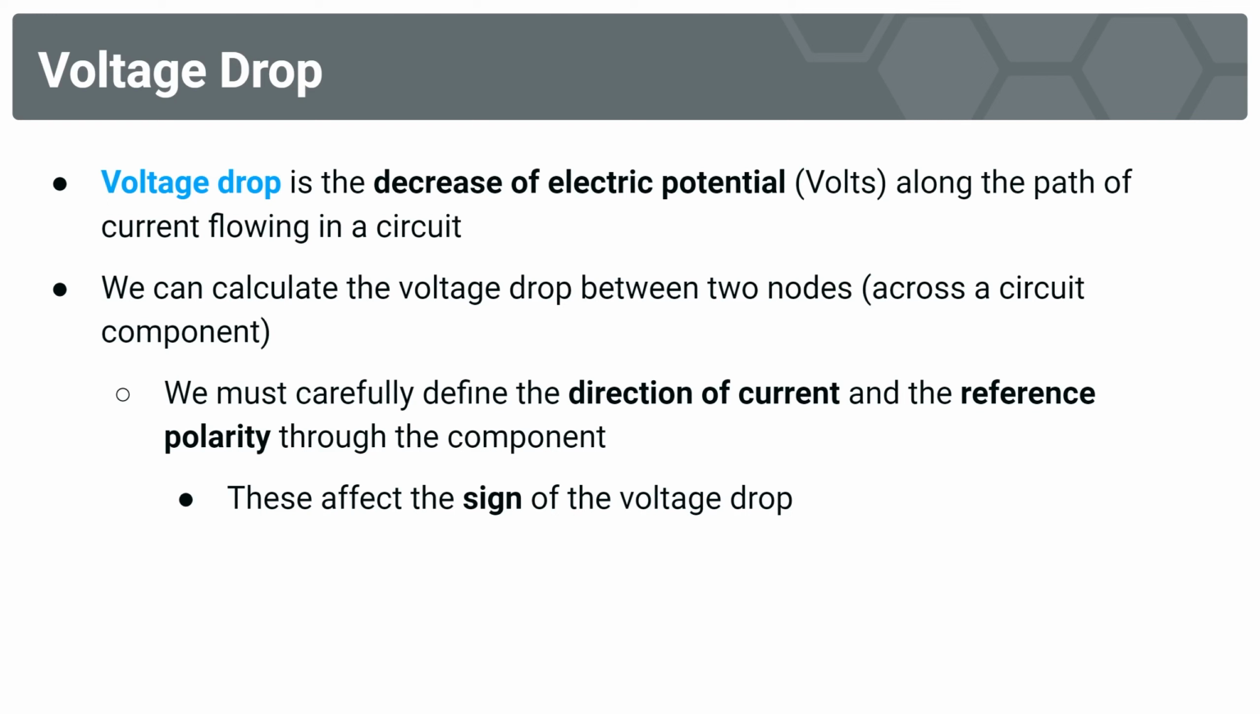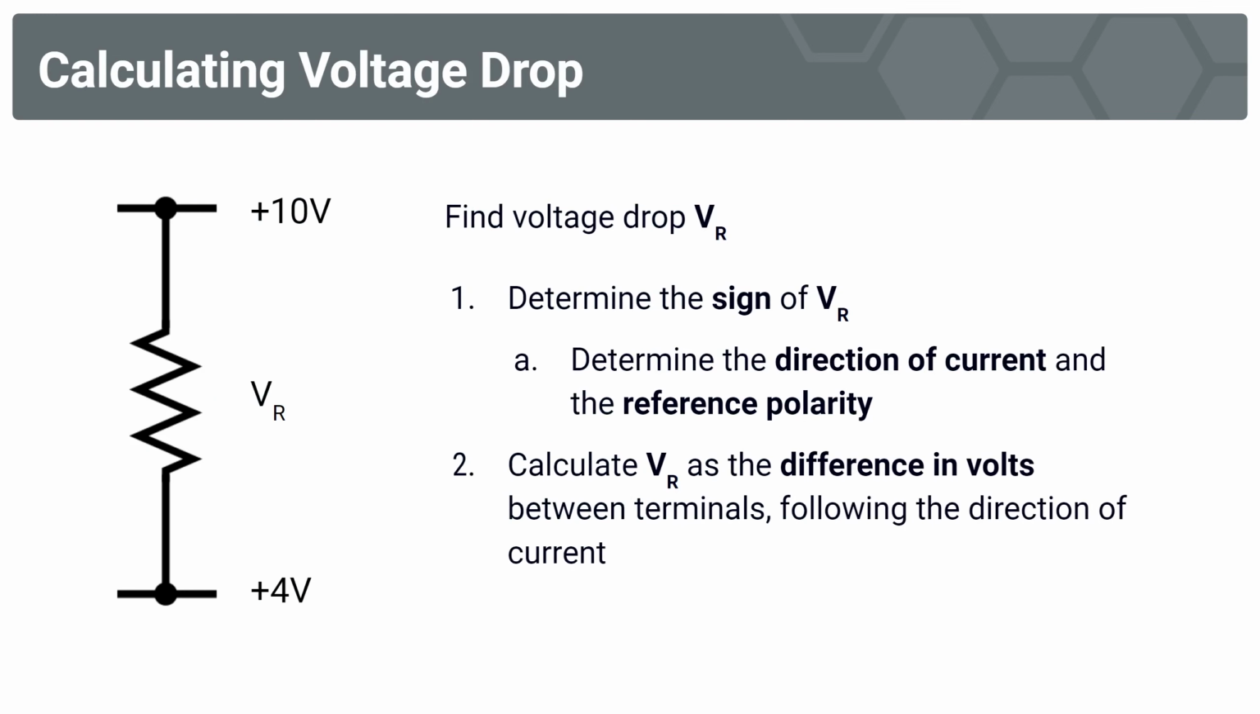Now I'm going to show you how to calculate the voltage drop across a branch. Here we have a simple resistor, which is our branch, and on either end of the branch we have a node. On one end we have a node whose voltage we've measured to be 10 volts relative to some reference point, which is not seen in this schematic. On the other end we have a node whose voltage was measured to be 4 volts. And we've been tasked with finding the voltage drop across this branch, across this resistor, which is VR.